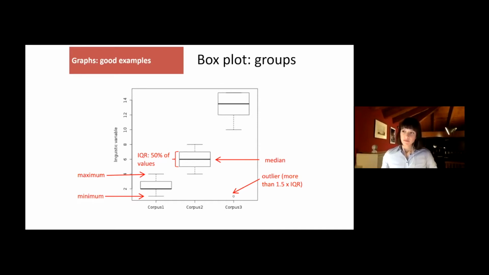We have also the interquartile range, the middle 50% of values in each of the corpus. And we also have the median, the middle value, and we have the outlier in corpus 3.